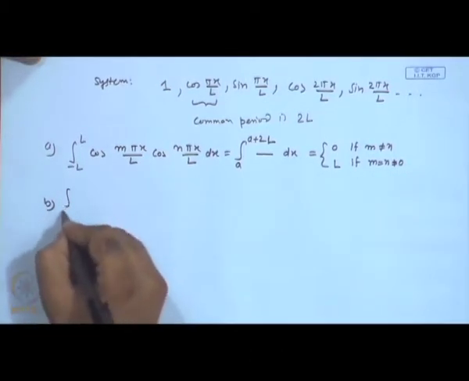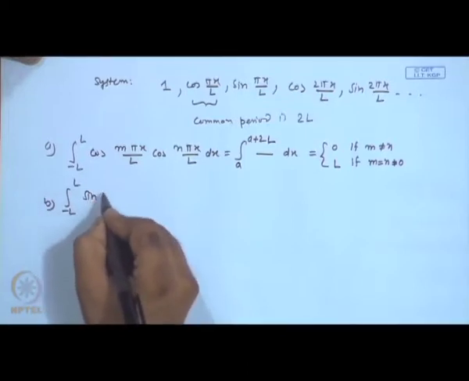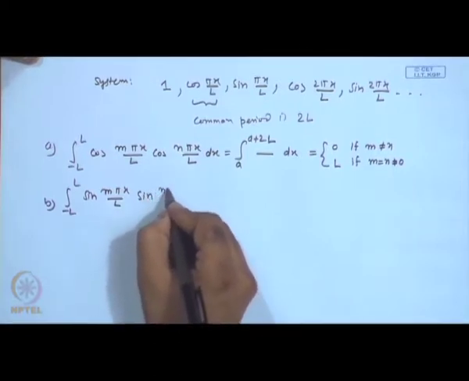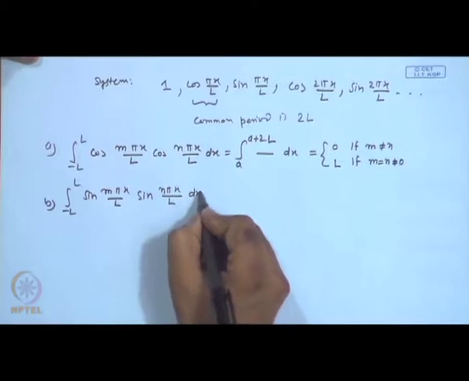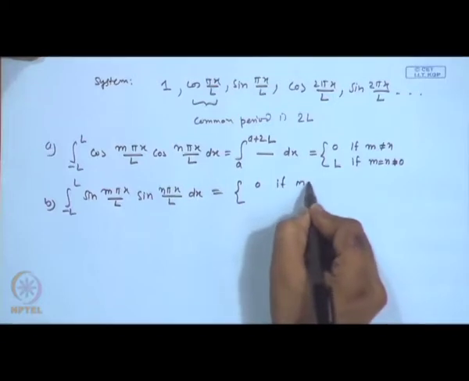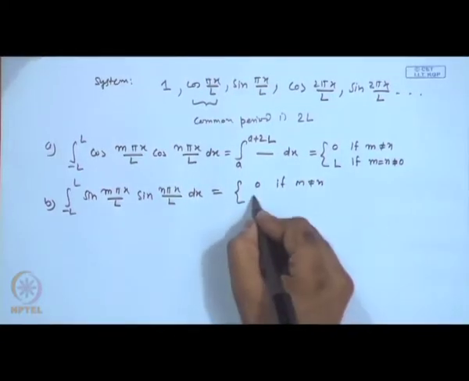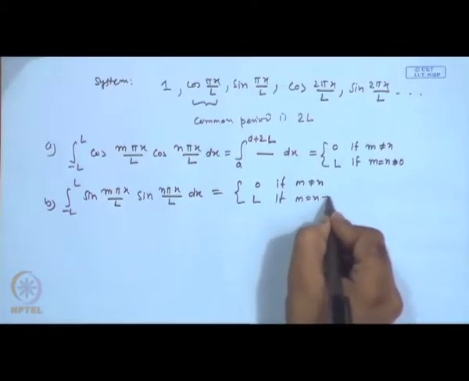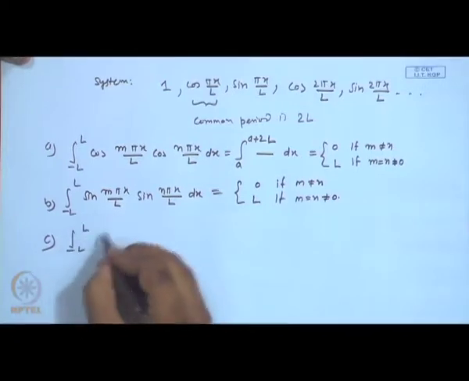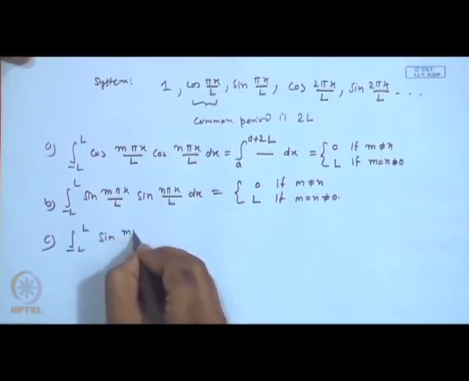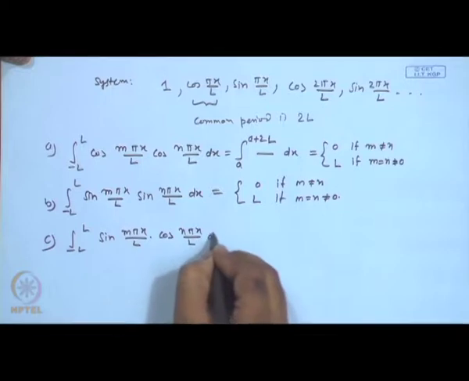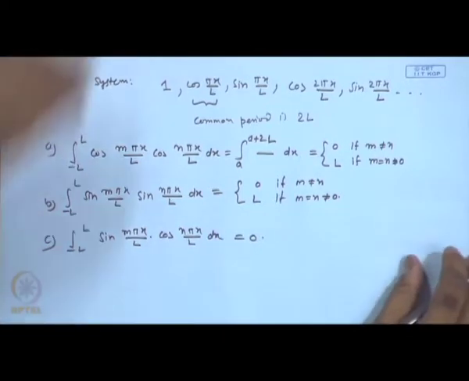Analogously, we have this second result: the integral from minus L to L of sin(m pi x over L) and sin(n pi x over L) dx, or from a to a plus 2L, we can integrate. This is 0 if m is not equal to n, otherwise it is L if m is equal to n and not equal to 0. And the last one, if we have the product of sin(m pi x over L) and cos(n pi x over L) dx, this will be 0.